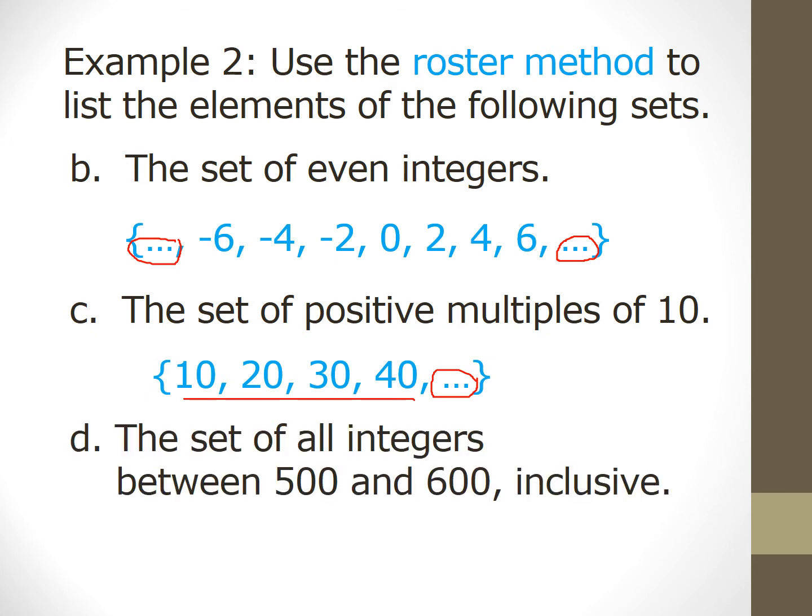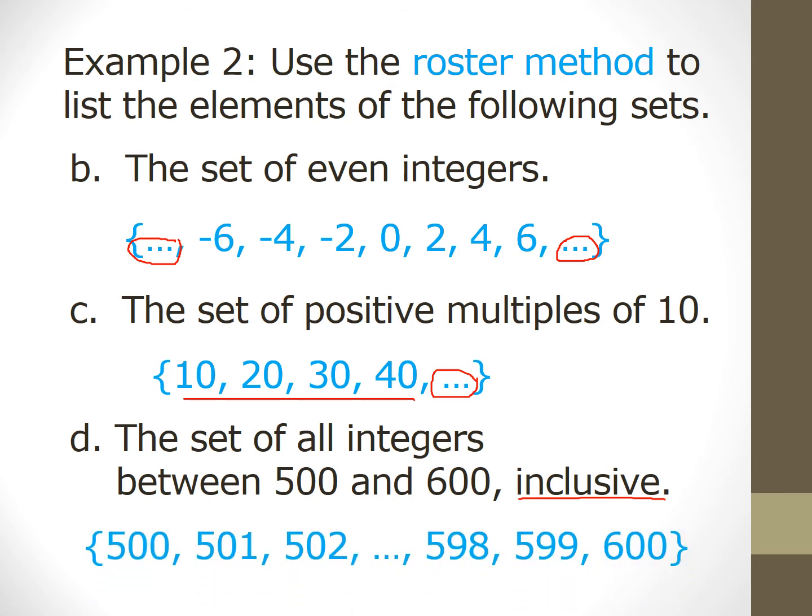Then lastly, the set of all integers between 500 and 600, there's that word again, inclusive. So we're going to include 500 and 600. So we put it in roster method. It looks like this. Beginning with 500, we establish the pattern. We put our ellipsis to say it's everything in between that according to the pattern, and it ends at 600, inclusive.